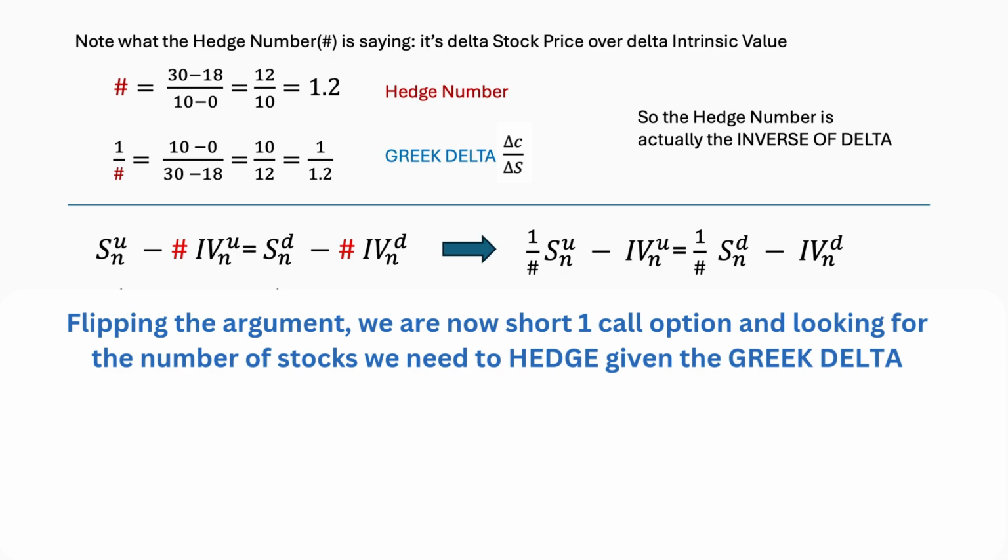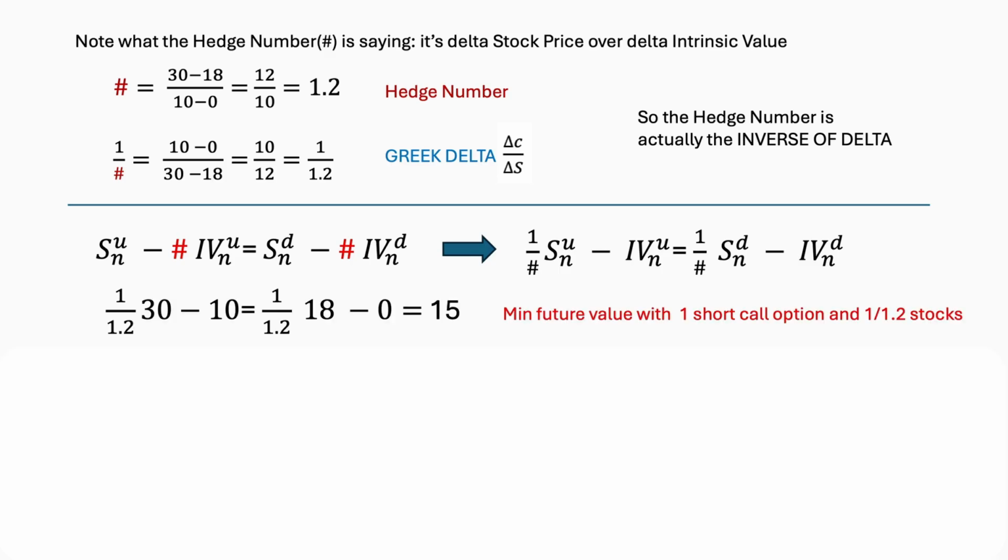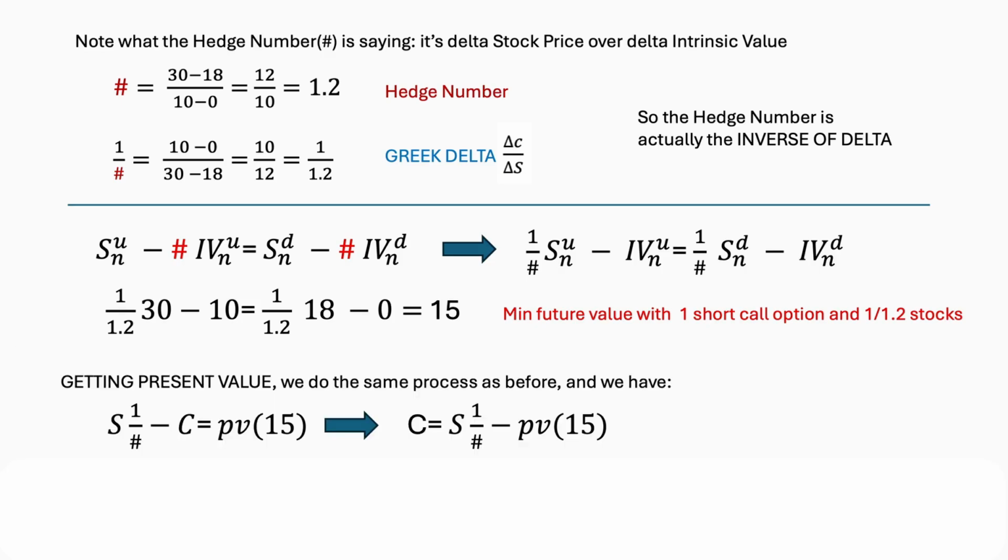So now if we are short one call option, we look for how many stocks we need to get in order to hedge, which we now know as delta. This is accomplished by just dividing both sides by the hedge number, and we get the following equation. This time, as we will see, the hedge value is 15. Now, getting the present value of both sides as before, then the equation becomes S times delta minus the call price must be equal to the present value of 15.